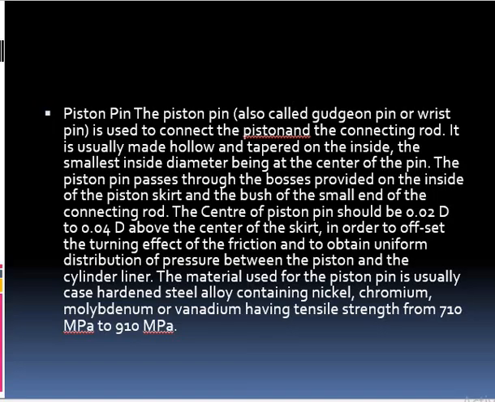Here the center of the piston pin should be 0.02 D to 0.04 D above the center of the skirt, generally. We have to consider the piston pin diameter accordingly, in order to offset the turning effect and friction effect, and for uniform distribution of load on the piston pin and the small end of the connecting rod.